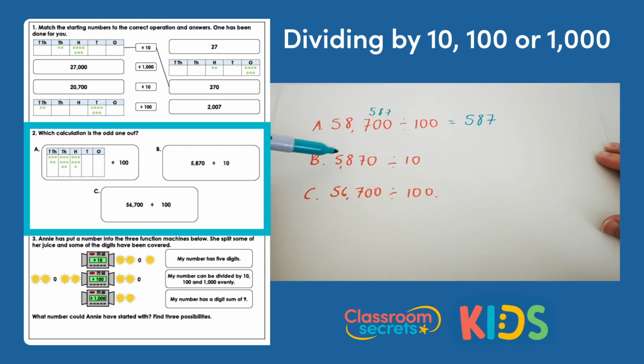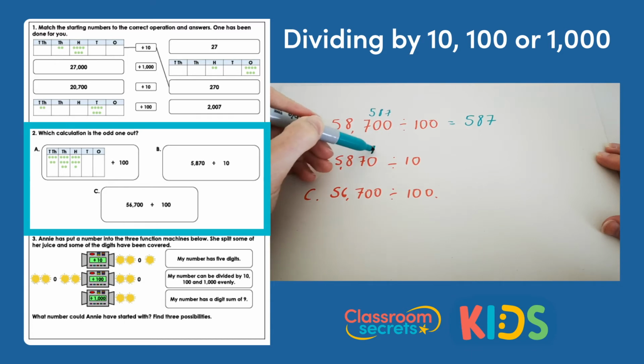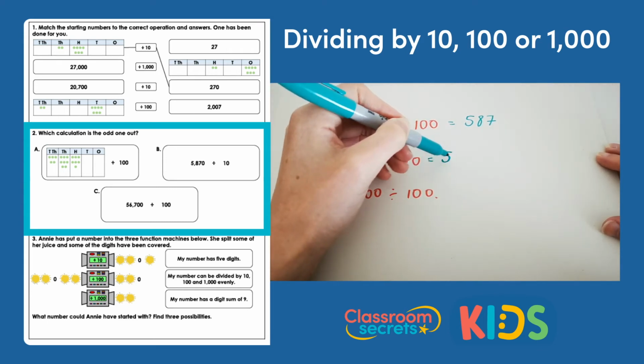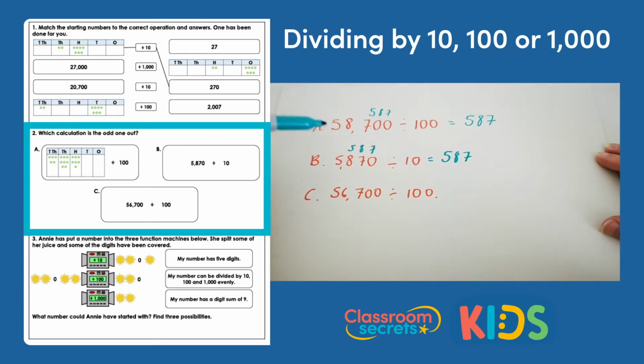5,870 divided by 10 means all the numbers move down 1 place in the place value chart. So the 7 would move into the ones column, the 8 would move into the tens column, and the 5 would move into the hundreds column, giving us 587.